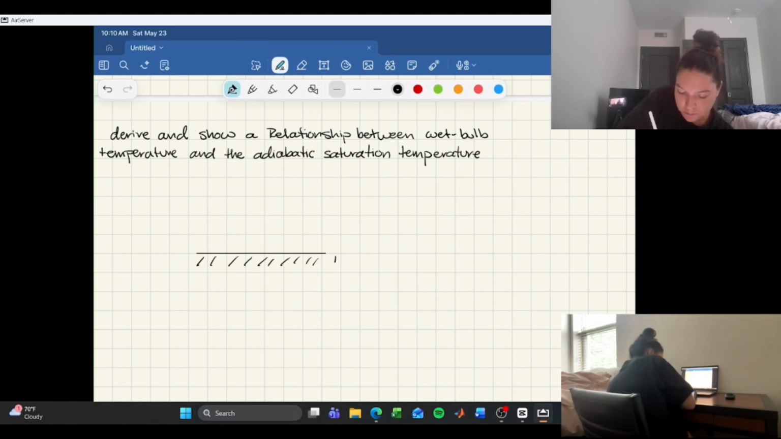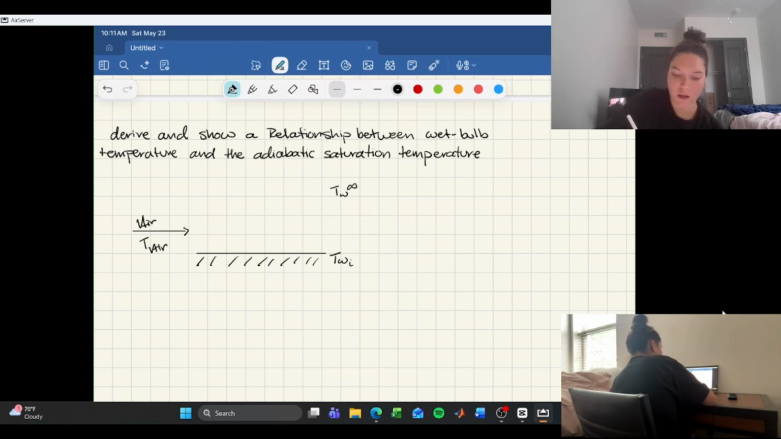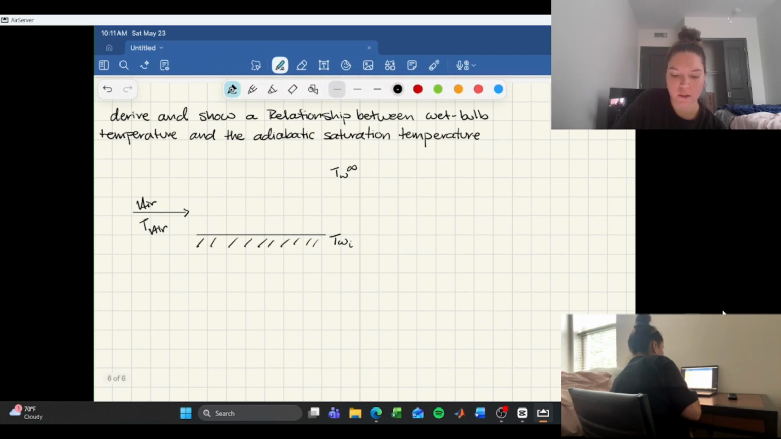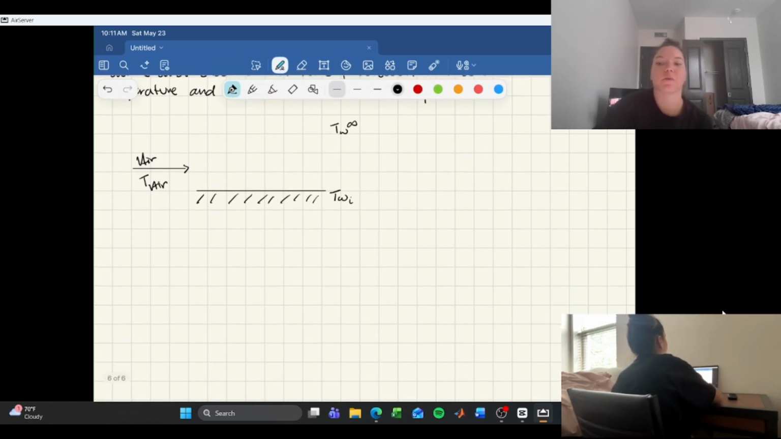There's going to be some temperature of water at the interface, and then some temperature of water as it goes to infinity. And then we have the air coming across, and then the air has some temperature also. And then as the air goes across, it's going to supply energy to the water. So we want to look at the heat and mass transfer for this problem.